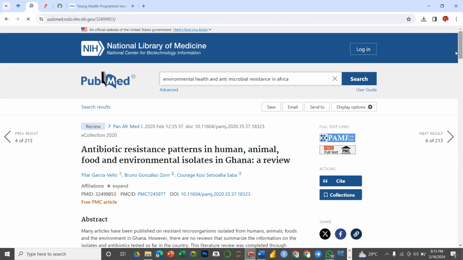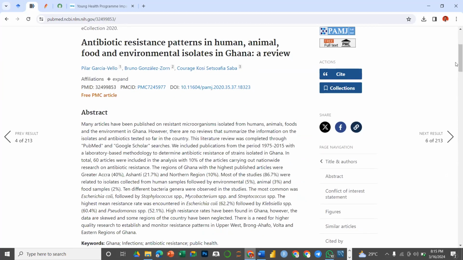Now I'll start filtering using abstracts. So now it says many articles have been published on resistant microorganisms associated from humans, animals, food, and environment in Ghana. However, there are no reviews that summarize the information on the isolates and antibiotic tested so far in the country. So this review was completed through PubMed.